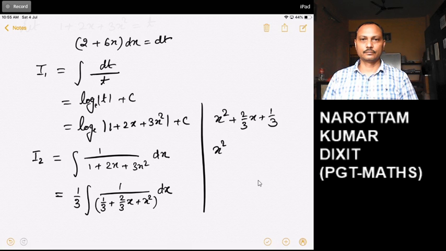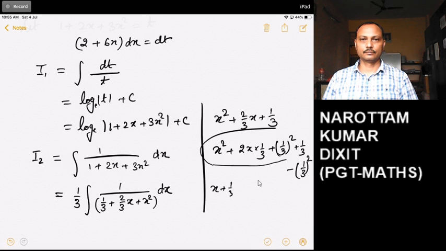So it is x square, then 2 times x into 1 by 3. So we require the term square of 1 by 3. So add this term, and to balance this, subtract this term once. So we get the perfect square of x plus 1 upon 3, plus 1 upon 3 minus 1 upon 9, that is x plus 1 upon 3 whole square plus 2 upon 9.